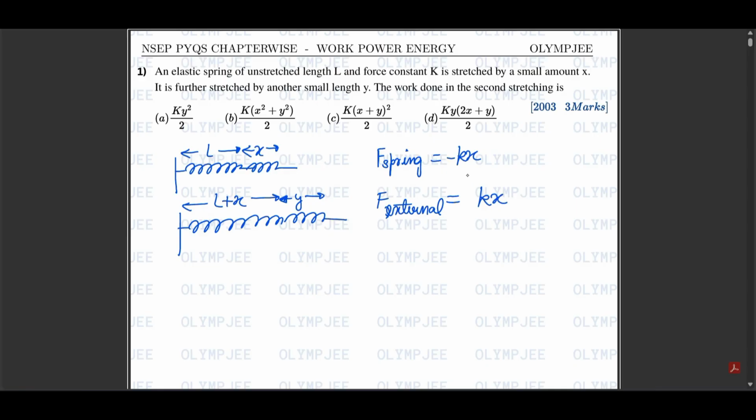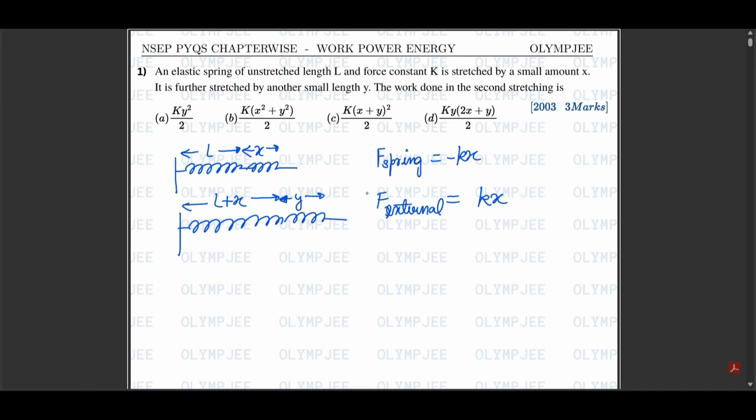The external force is the negative of the spring force because we can assume that at every point of the stretching, the spring has no acceleration. Basically, the spring is at equilibrium at every point of the stretching, so it is being stretched very slowly. So there should be no net force. So the external force should be equal and opposite to the spring force.